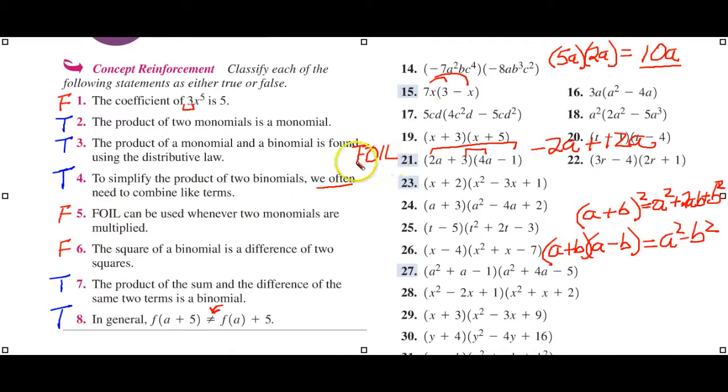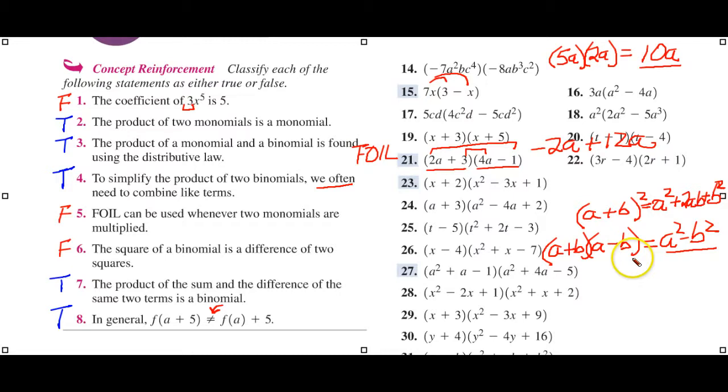Now in FOIL, we only use the FOIL when we're doing a binomial times a binomial. Therefore, this is false. The square of a binomial is the difference of two squares. Well, this is the square of a binomial, and you get this. If you multiply these, you get the difference of perfect squares. So squaring a binomial does not give you this.